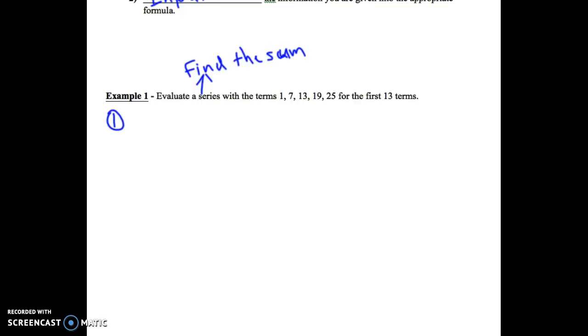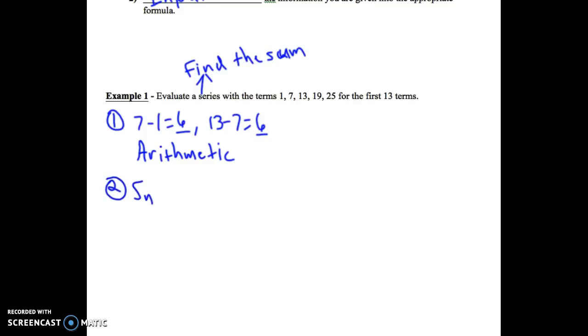If it's arithmetic, 7 minus 1 equals 6, comma, 13 minus 7 equals 6. Since it's subtraction, it has a common difference. So this is arithmetic. Alright, so I did step 1, it's arithmetic. Meaning, step 2, I know what formula I need to use. The formula: S sub n equals n times (a sub 1 plus a sub n) all over 2.